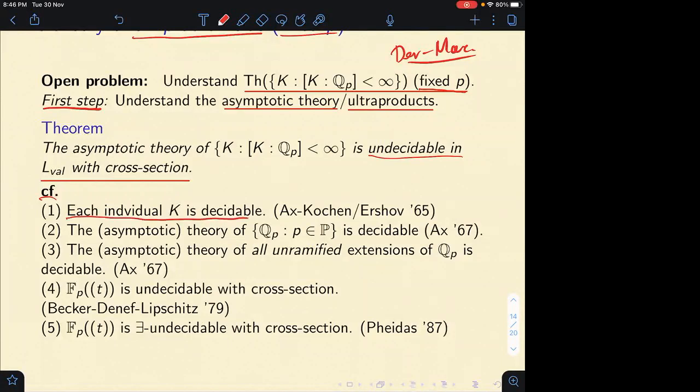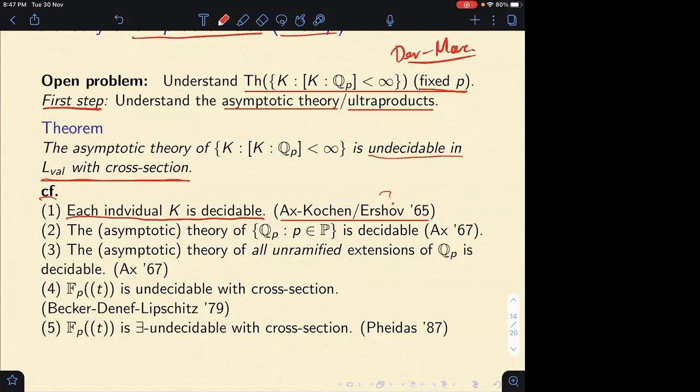So first of all, let me emphasize that each individual K, each individual finite extension of Q_p, is decidable, even in the language of valued fields with a cross-section. This is the classical work by Kochen and Ershov. I'm not sure if Ershov was working with a cross-section, but anyway. Maybe they did not state it for finite extensions of Q_p, but these are interpretable without parameters in Q_p itself. Okay, anyway. So this is one thing.